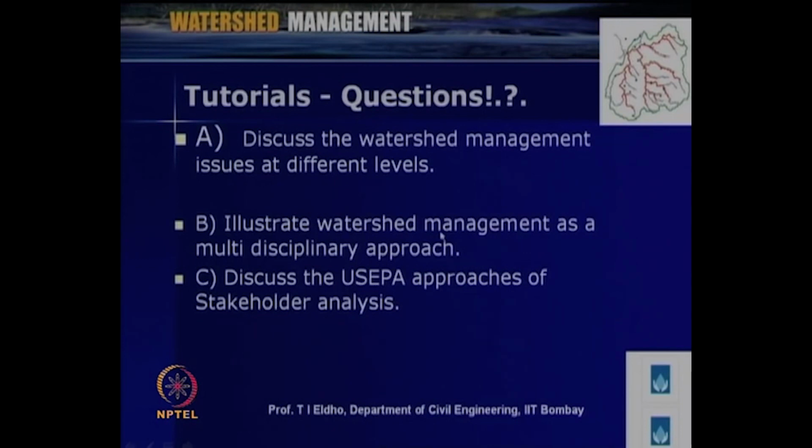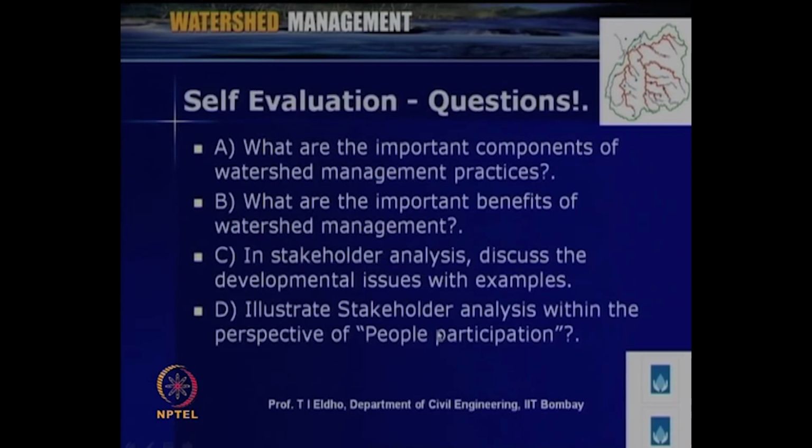So, finally, before closing this lecture, some tutorial questions based upon the lecture topics discussed. First one is, discuss the watershed management issues at different levels. Already we have discussed in detail. Then illustrate watershed management as a multidisciplinary approach. Then third one is, discuss the US EPA approaches of stakeholder analysis. This we have already discussed, and then some self evaluation questions are also put here.